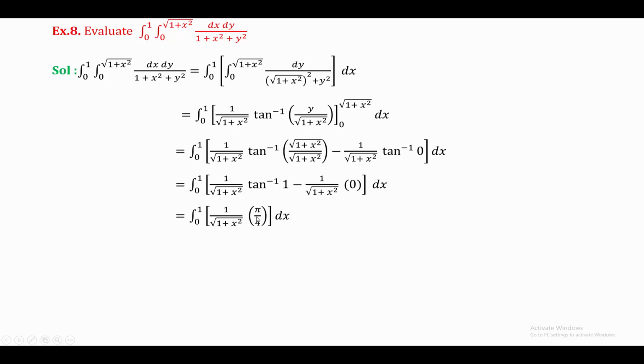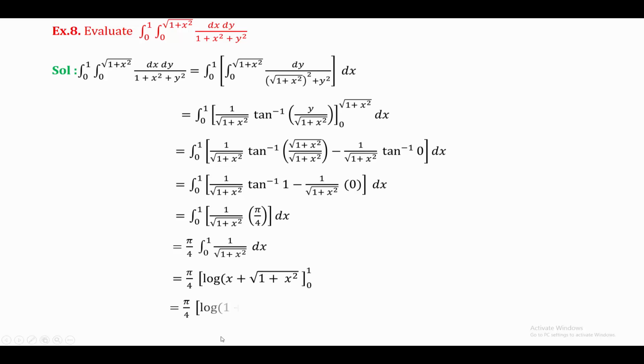Now pi by 4 is constant, so take it out of the integration: pi by 4, integration limit 0 to 1, 1 upon square root 1 plus x square dx. Now use the formula, integration of 1 upon square root a square plus x square. The formula is log of x plus square root a square plus x square. Pi by 4 constant. Integration of this term is log of x plus square root 1 plus x square. Limit x varies from 0 to 1.